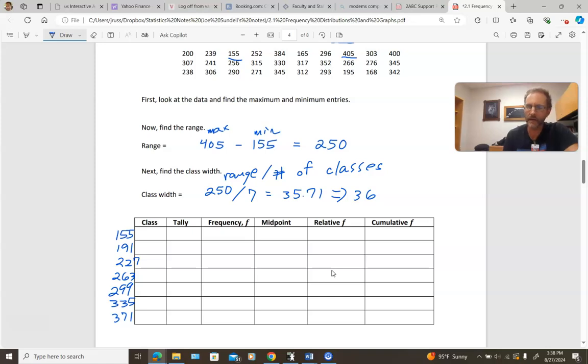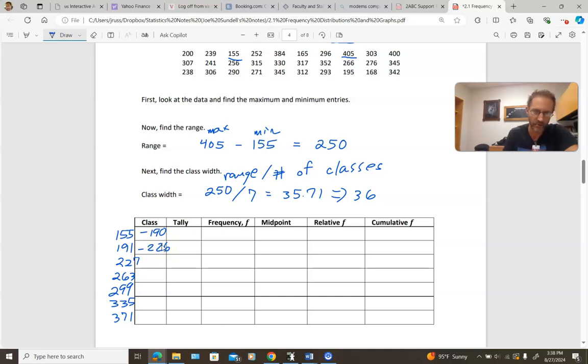Now, how do we find these upper limits? Well, if 191 is the lower limit of my second class, then one less than that should be the upper limit of my first class. So this should be 190. And the same thing for the next one. If 227 is the lower limit of my third class, then the upper limit of my second class should be one less than that, so 226. And guys, you just keep going. Or you could just start adding 36 again to get the rest of those upper limits. But I'm just going to keep subtracting 1.